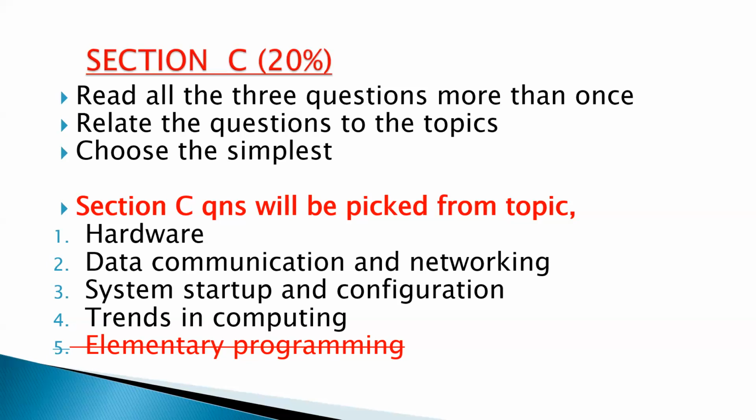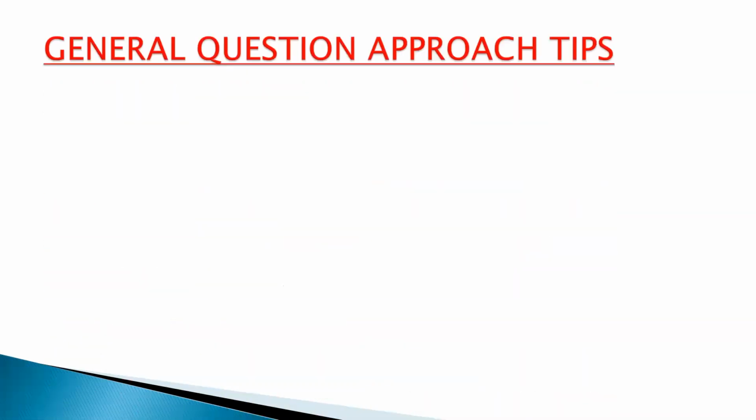Again, elementary programming, I've put a line on it because of the reason I mentioned earlier, but you still need to have knowledge in the topic. So out of those five topics, you'll see three numbers which come out of those topics, and you have to choose one. Now, in section B, I've been mentioning keywords. How do we get these keywords? And how can we respond, also keeping keywords in mind? That takes me briefly to some general question approach tips.